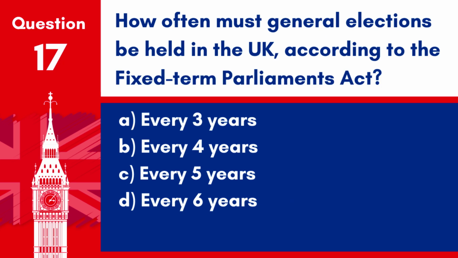Question 17. How often must general elections be held in the UK according to the Fixed Term Parliaments Act? A. Every 3 years. B. Every 4 years. C. Every 5 years. D. Every 6 years. Answer: C. Every 5 years. According to the Fixed Term Parliaments Act, general elections must be held every 5 years.